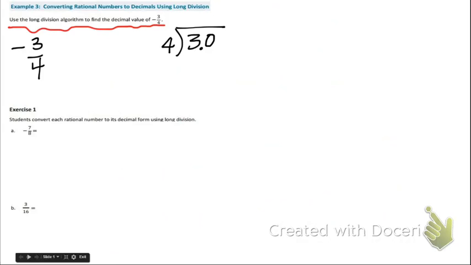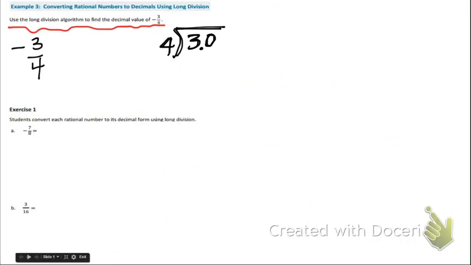In setting up my division algorithm for a fraction such as this, it's a proper fraction, where the numerator is less than the denominator. I know when I set it up I'm going to need a decimal point, because I am talking about a quotient that is going to be less than 1. So when I set it up like this, I have my 4 outside my bracket, and inside I put my 3, and then I have my decimal point and my 0.